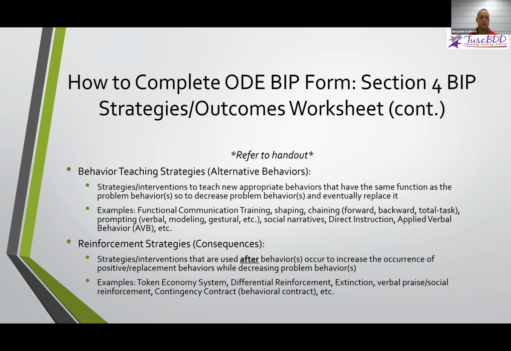Okay. So reinforcement strategies, consequences. These are strategies and interventions that are used after the behavior, right? Remember how I talked about consequences are after the behavior. So you're going to use these after the behavior has occurred to increase the occurrence of positive replacement behaviors while decreasing problem behaviors, right? An example is your token economy system, which I'm sure many are familiar with.